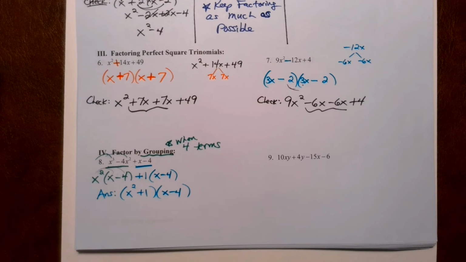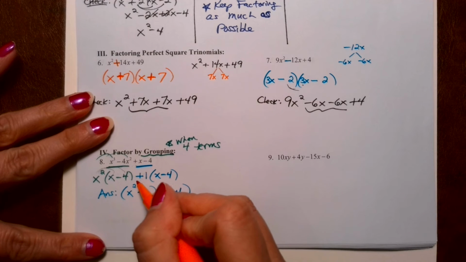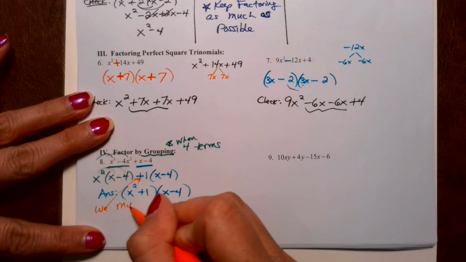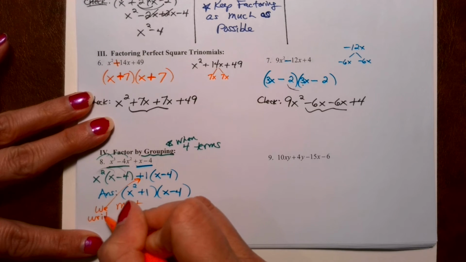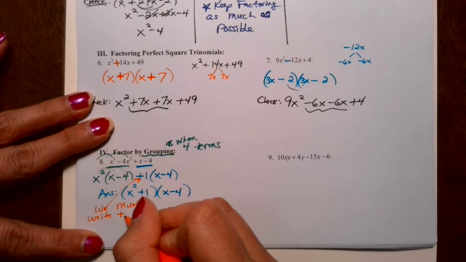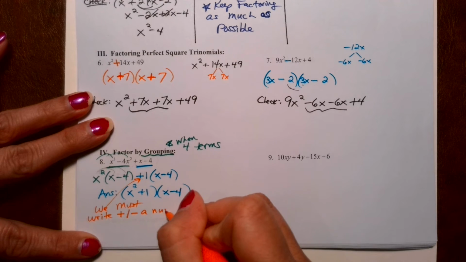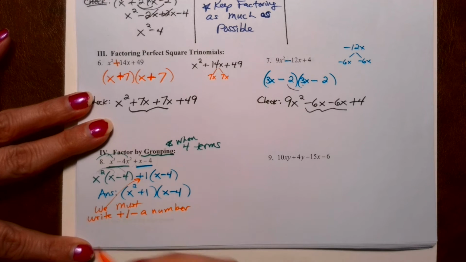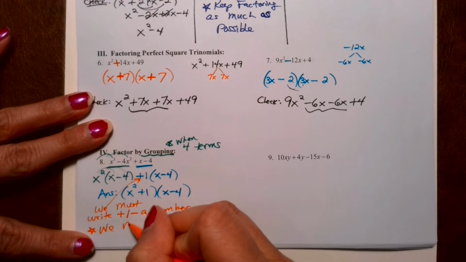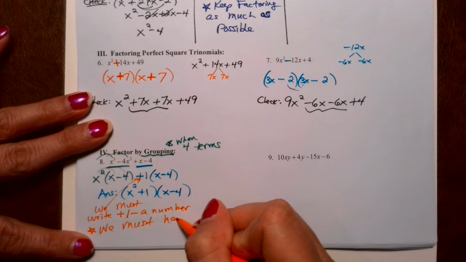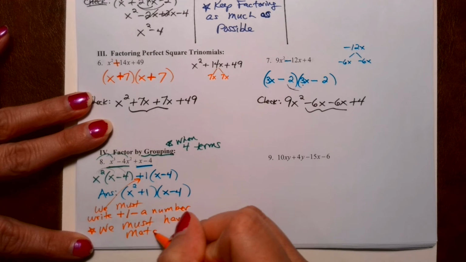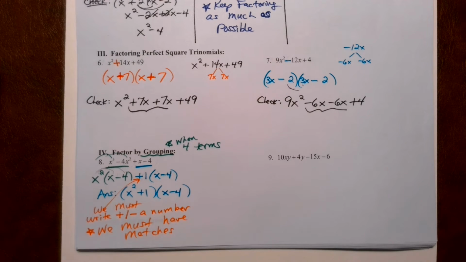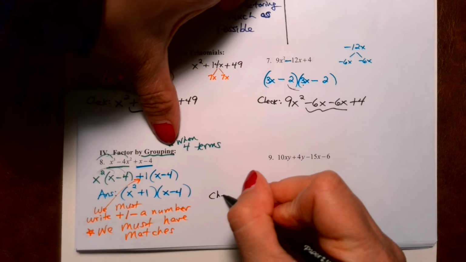All right, so let's put some notes here. Right here, super important. We must write plus or minus a number. You have to put plus or minus a number right there. And we must have matches. We must have matches. If you don't have matches, it didn't work. Okay, where am I going to check this? I guess I can check it over here, right?